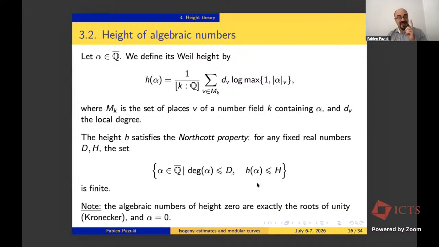You have infinitely many numbers of height 0 then, because you have infinitely many roots of unity. So where is the finiteness gone? Be careful. The degree also needs to be bounded. So the finiteness is really at the level of a number field, and inside a number field, you only have finitely many roots of unity. But over Q bar, you have infinitely many of them, and they all have height 0. Yeah. So this is important.